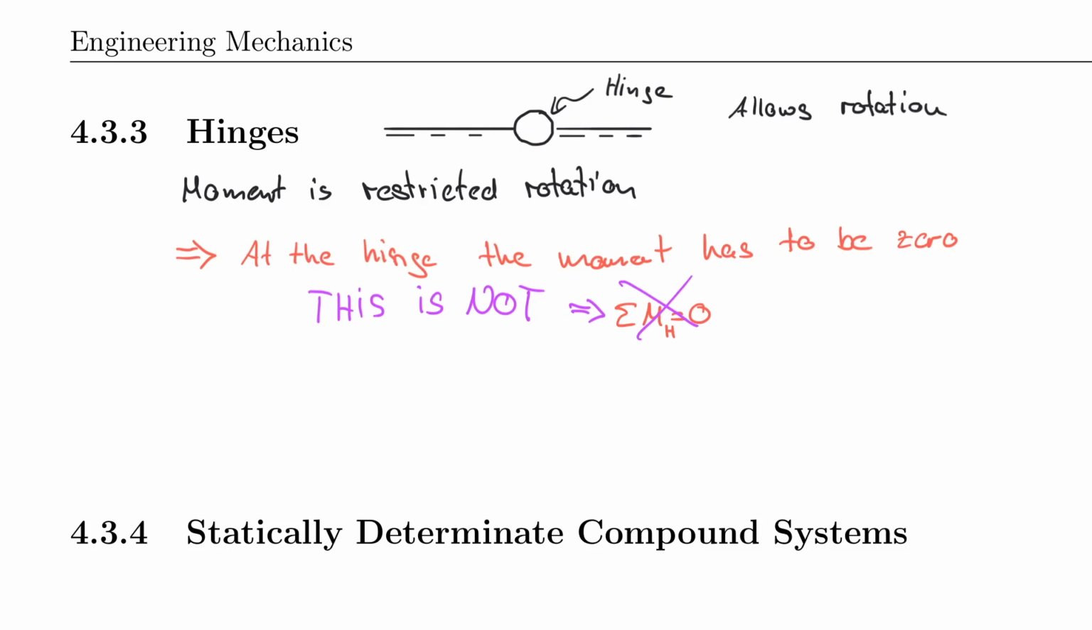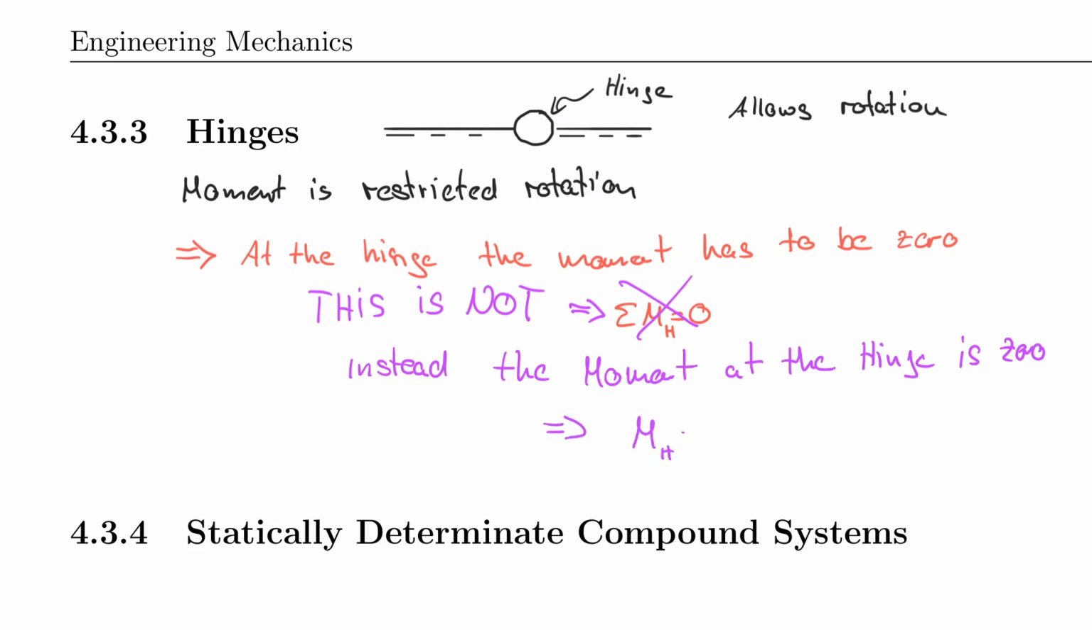So the correct way to write this, so instead, the moment at the hinge is 0. And therefore, we would say that M_h is equal to 0. It is a very important differentiation to leave this sum of the moments out. It's that the moment at the hinge is going to 0.